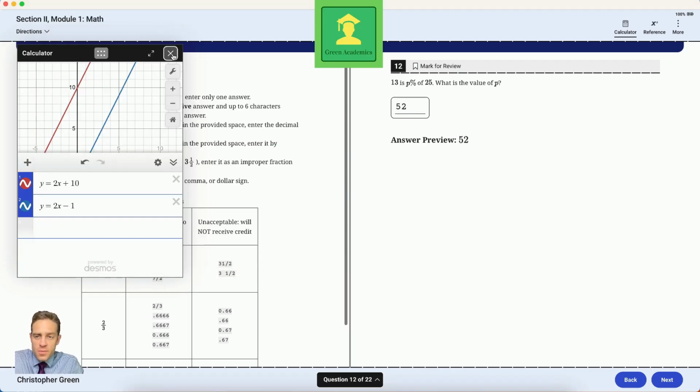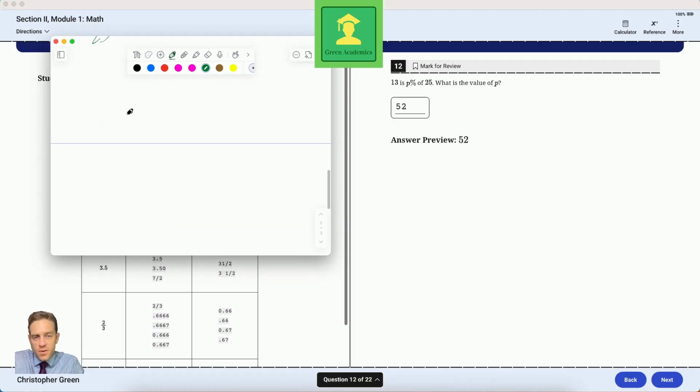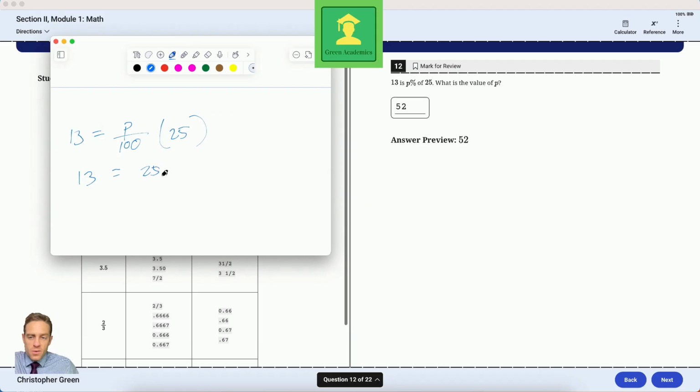You could also do it by translating from words to math if you want. Some people like to say that is becomes an equal sign. And then p% means p divided by 100, right? Percent means divided by 100. And of means times. So notice that if you do it this way, you end up in the same position that we were just in. I'm going to simplify this to this and cross multiply to get 52.